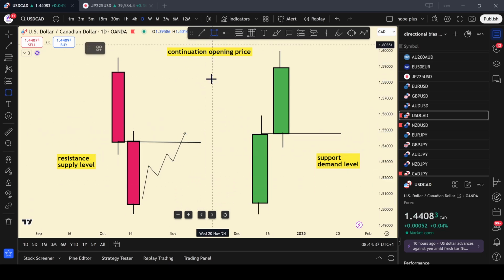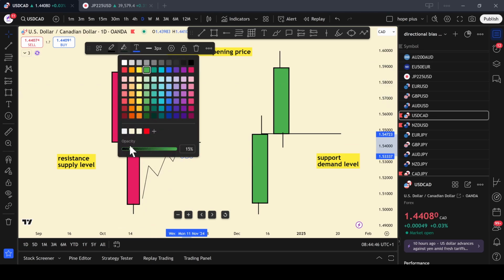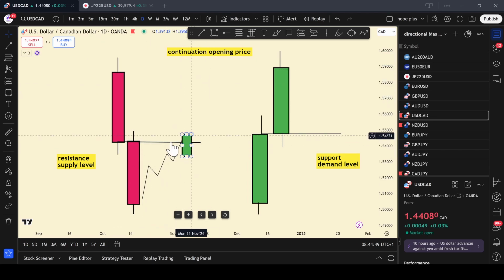Now, what happens if we have a close above it? If we have a close above it, 50% of the time, what it tells us is that the market wants to go higher. Simple as that, to the next continuation opening price. So all you need is closure and rejection. A closure above signifies we want to push higher. A rejection signifies we want to push lower, but with some probability levels.